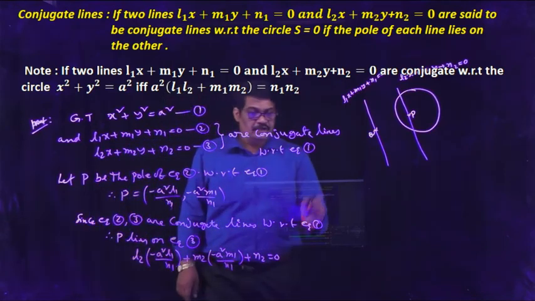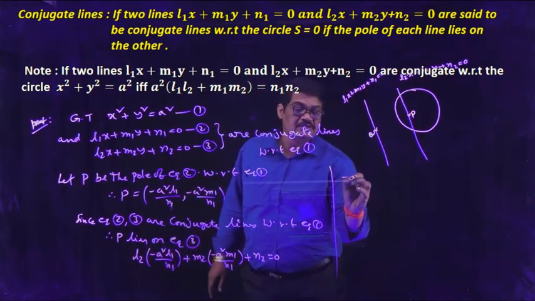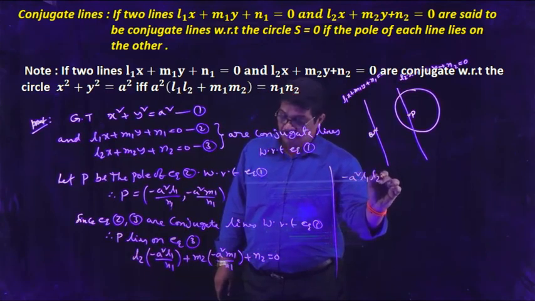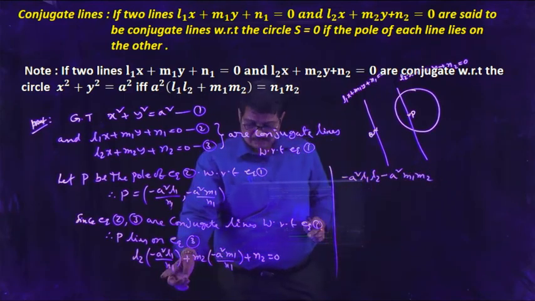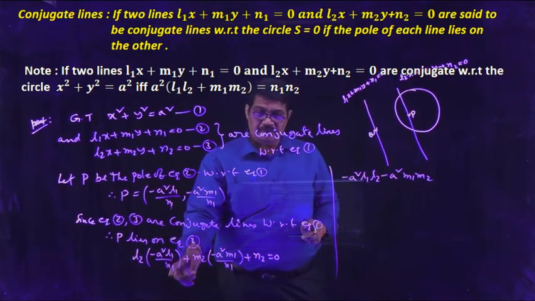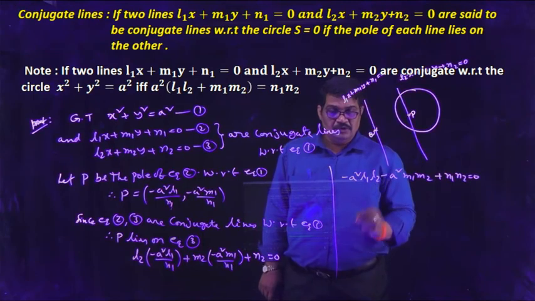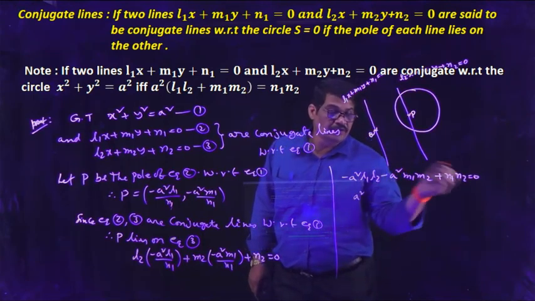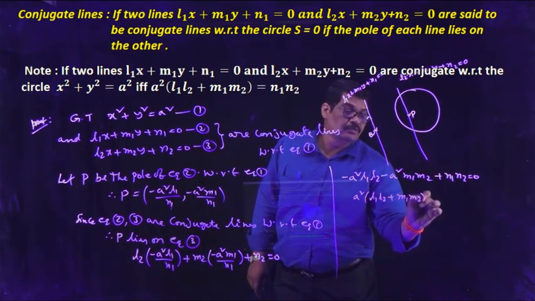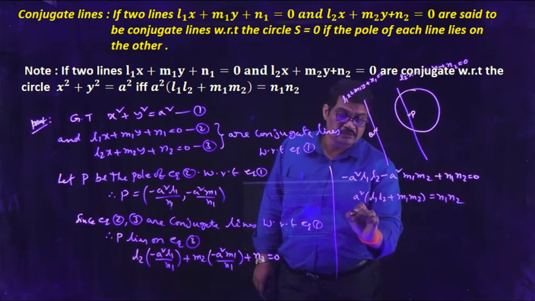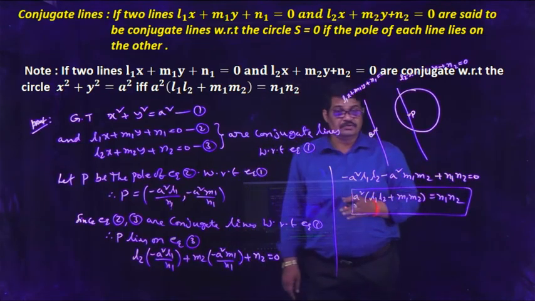Now we simplify this. We get minus a square L1 L2 minus a square M1 M2. Now we multiply with N1 on both sides. We get plus N1 N2 is equal to 0. From that we take a square common, and moving to the right side we get a square into L1 L2 plus M1 M2 is equal to N1 N2. This is the condition for these two lines to be conjugate to each other.